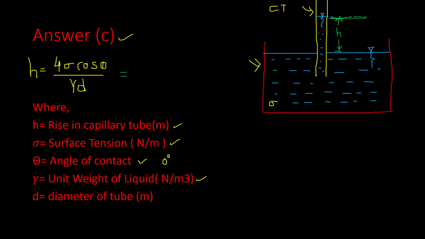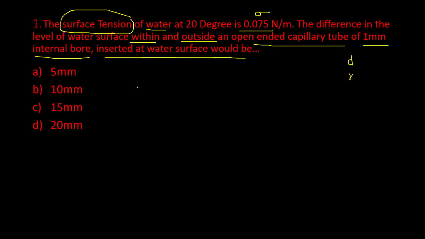Now we will see what things are given to us and then we will substitute the values and solve the question. So here we are given sigma value, that is 0.075 Newton per meter. So let's say this internal bore radius is given to us. Okay, so this is our assumption. I will tell you why we have taken this. So if radius is 1, so diameter will be 2 mm. So diameter is 2 mm.